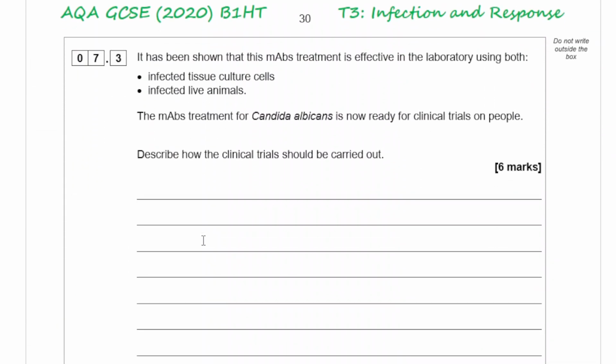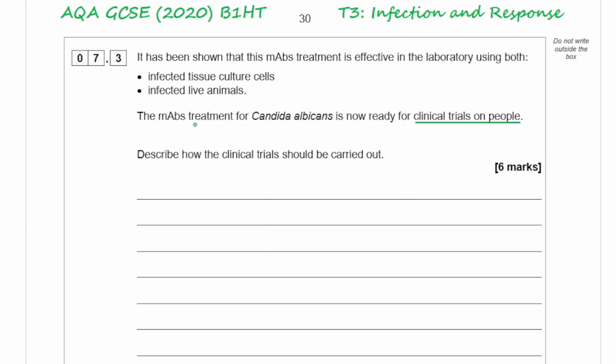7.3. It has been shown that this MABS treatment is effective in the laboratory using both infected tissue culture cells and infected live animals. The MABS treatment for Candida albicans is now ready for clinical trials on people. Okay. Describe how the clinical trials should be carried out.